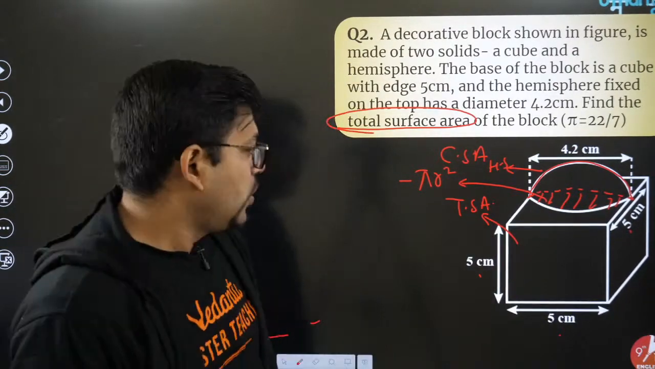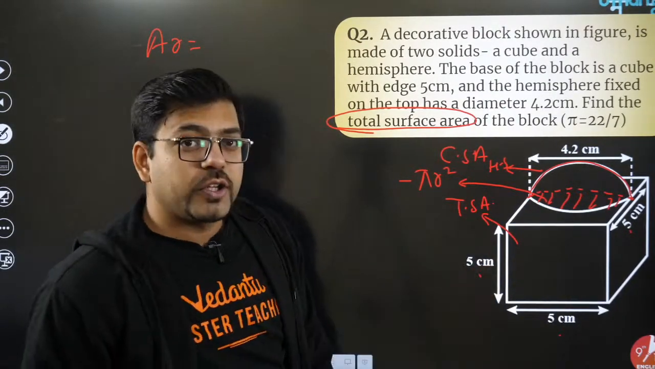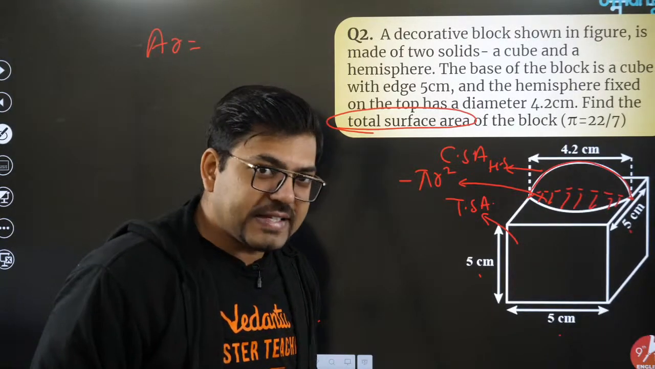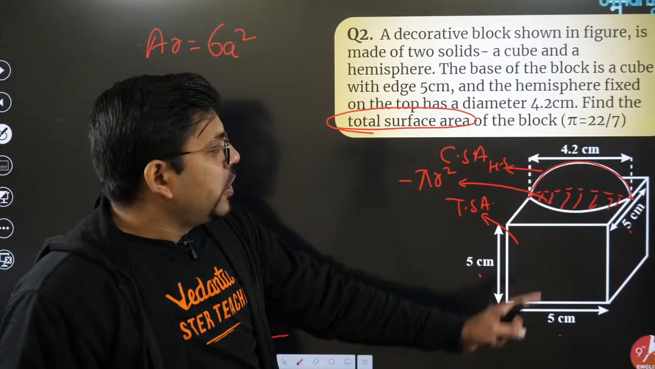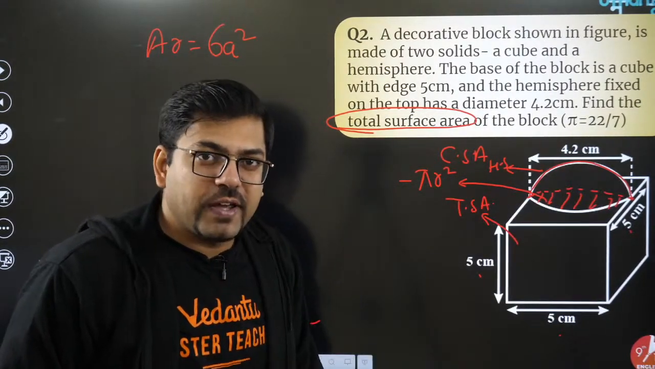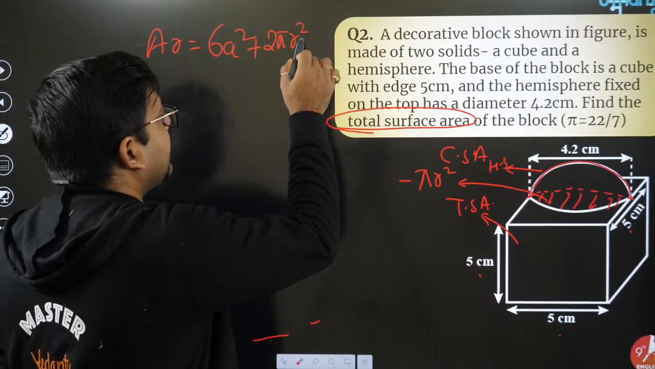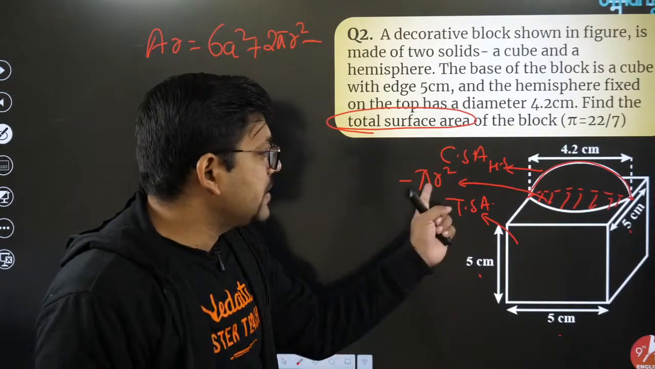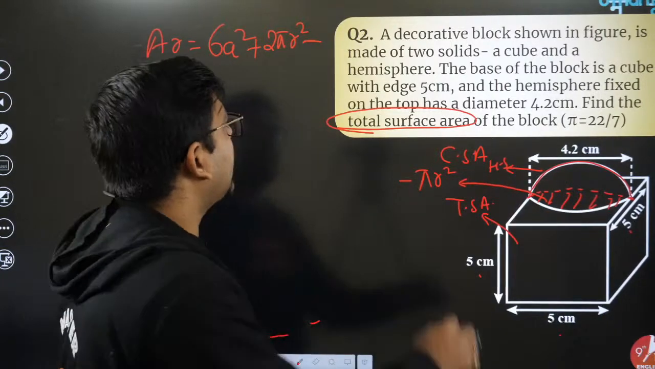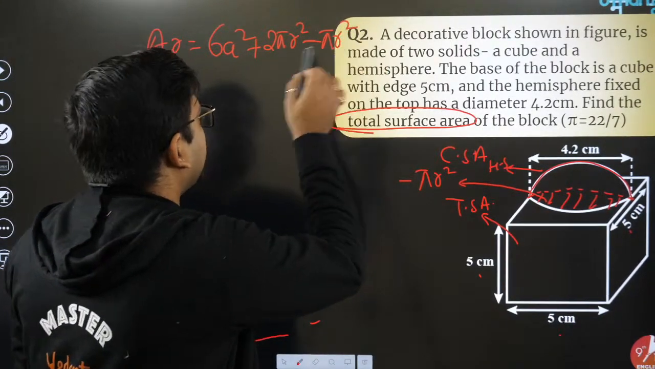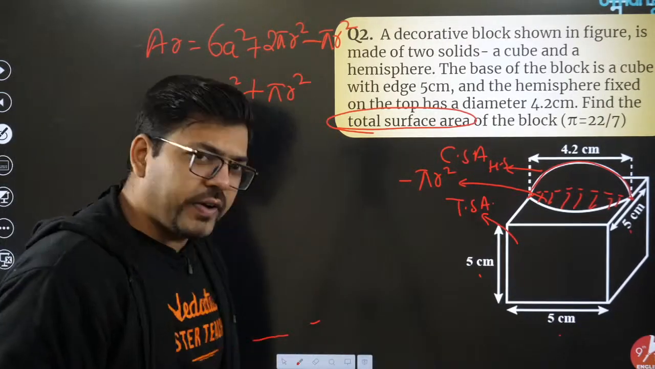So what's the total area? The area that you have to find is the total surface area of the cube, which everyone knows is 6a square. Then you have to add the curved surface area of the hemisphere, which is 2 pi r square. And then you have to subtract the area of the circle which is covered by this hemisphere, that is minus pi r square. So precisely you are getting 6a square plus pi r square. Now you have to find the value.